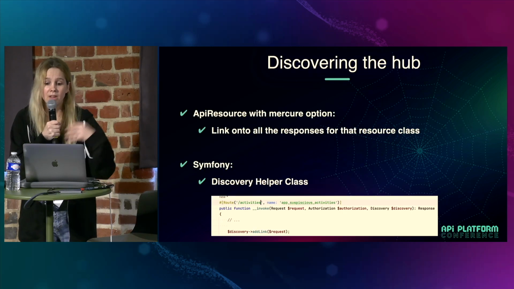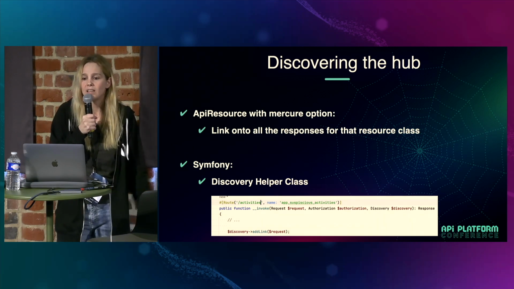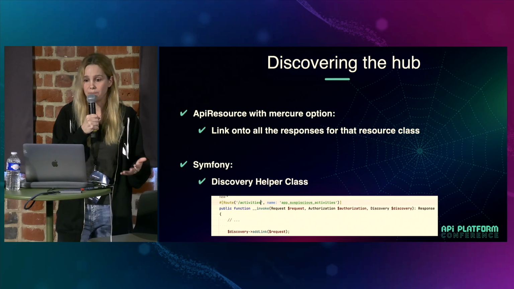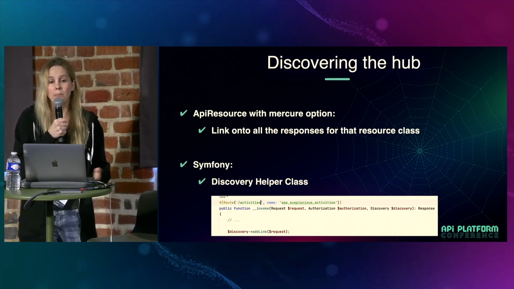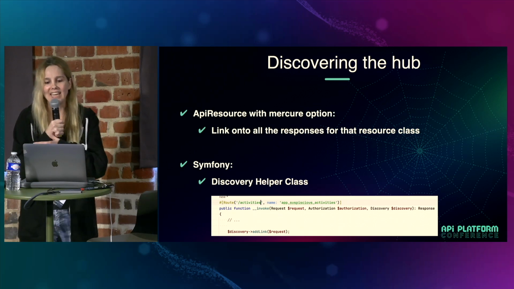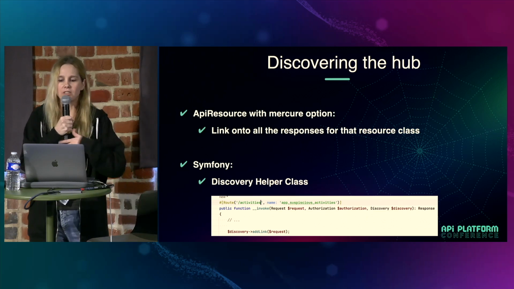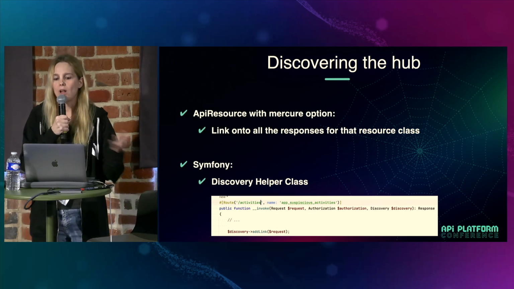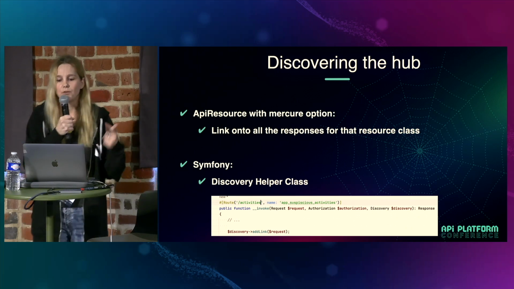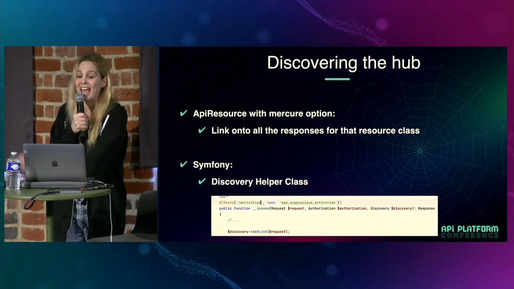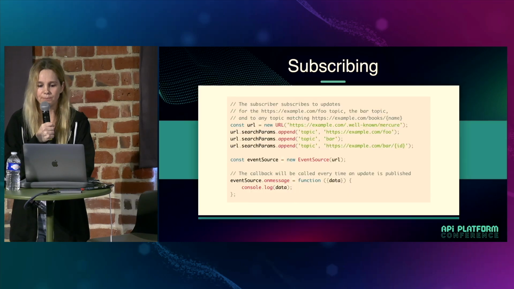And indeed, first of all, it's super important to be able to easily identify the hub's URL. And for that, you should know there is a discovery mechanism. When you add the API resource attribute with Mercure, you get to know that API Platform automatically adds a link HTTP header onto all the responses for that resource class. So, it's really easy to just do a fetch, or if you're already on a page linked to that, the link should be here. Otherwise, if you are using Symfony, you can actually create those link headers with the Discovery helper class. So, yeah, pretty good.